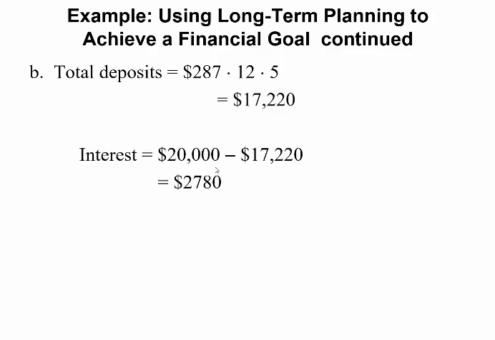So the total deposits that you made were $287 times 12 deposits per year times 5 years. You've made only $17,220. And then for the interest, we subtract: the $20,000 you're going to have minus the $17,220, and you made $2,780 in interest towards this down payment on a house. So what you can see here is this is all just calculator work. You figure out the things you need, plug them into your calculator, and you go.